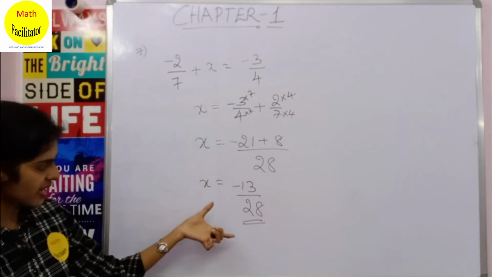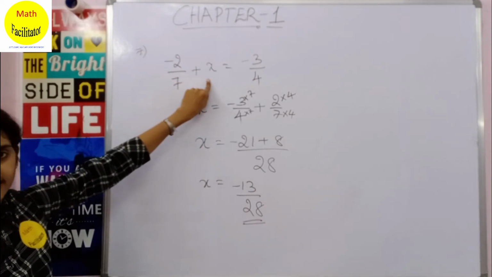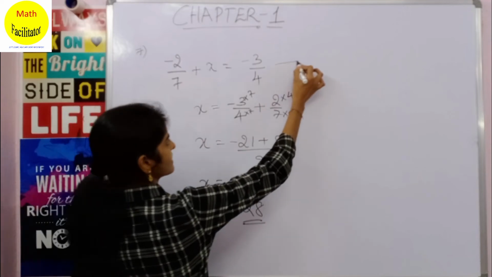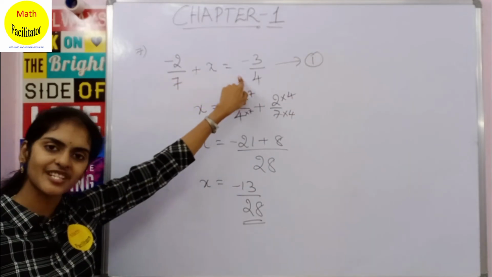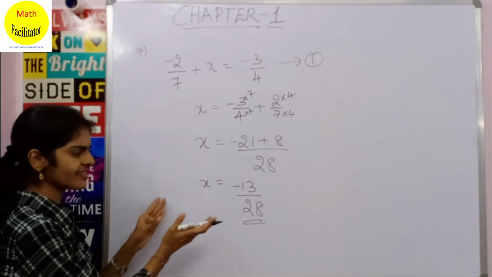Okay, so this minus 13 by 28 you can substitute here in the equation 1. So if you take this as equation 1, you can substitute here and you can check your answer if it is minus 3 by 4 or not. So you can check the answer which you are getting here.